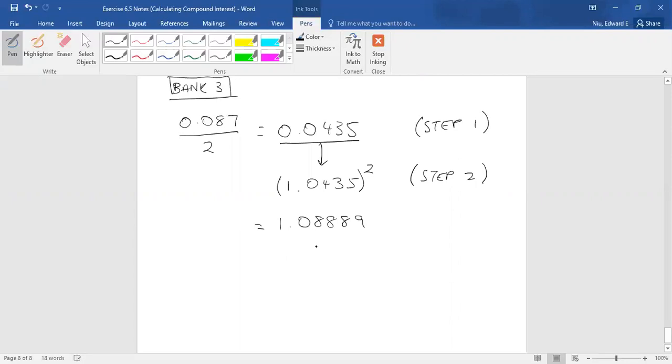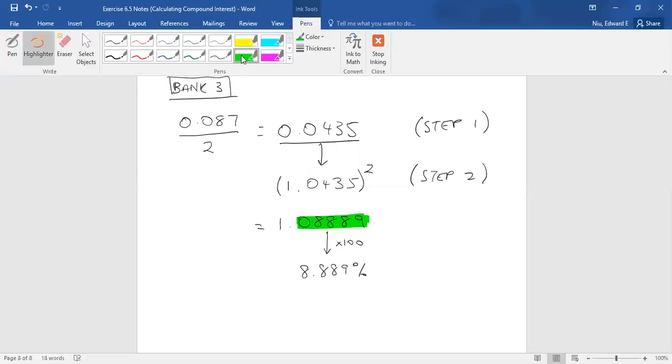Okay, and so our final step, we just take the part that I'm highlighting in green, the part that's after the decimal, and we convert that back into a percentage. So here we're looking at 8.889%. If you're not sure, once again, you would times this by 100. Just the green bit. Cut out the 1.